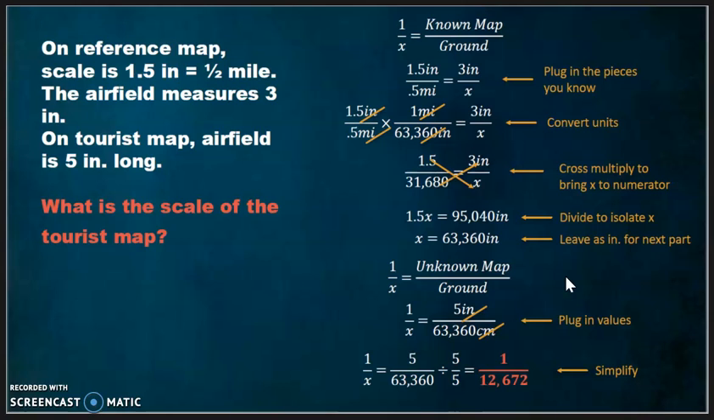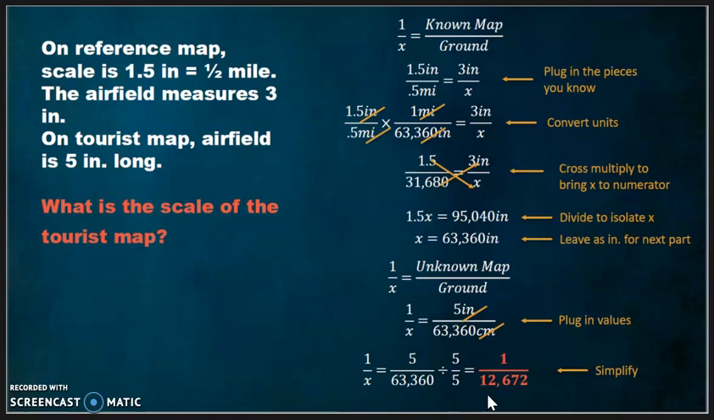So now we'll be able to figure out the ground for the tourist map. So here we have our representative fraction and then our scale formula. So we have the unknown map and the ground distance. So we know on the tourist map, the airfield is 5 inches long, and we're going to put that over ground, which we just calculated for in the known map, and we got 63,360 inches. And then we'll want to simplify.